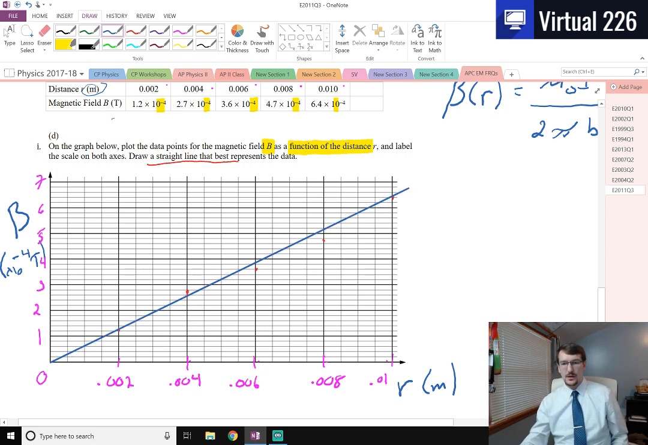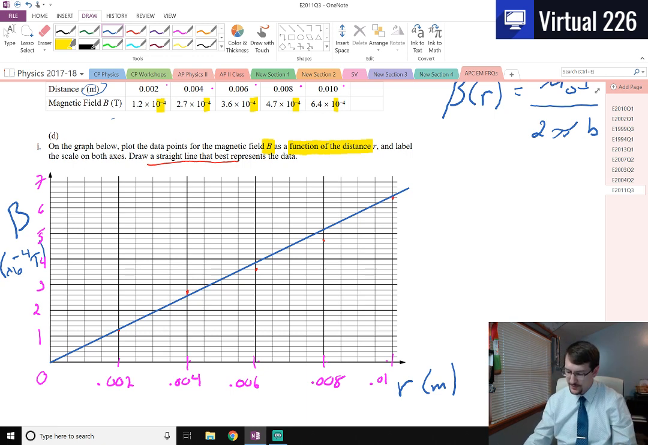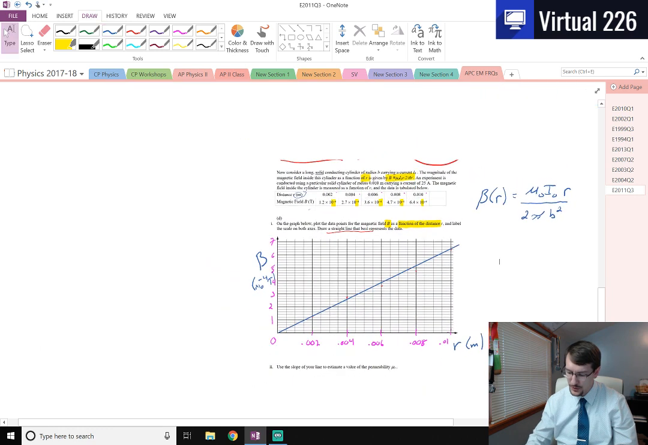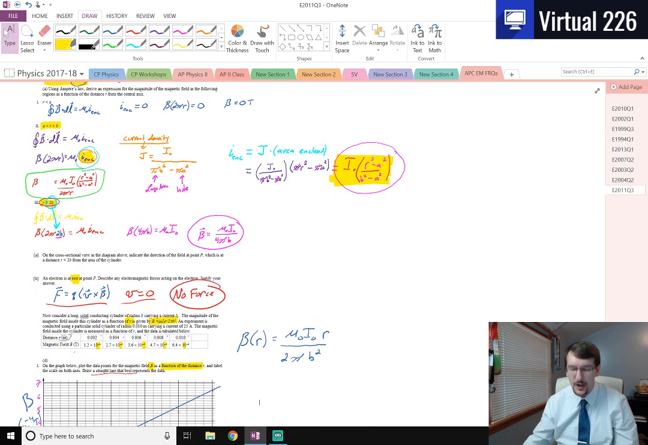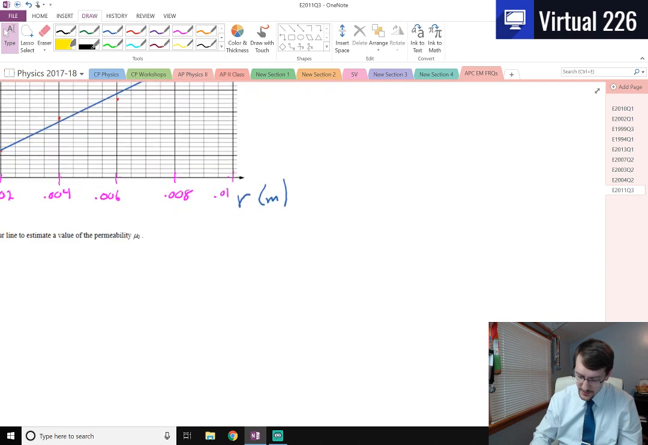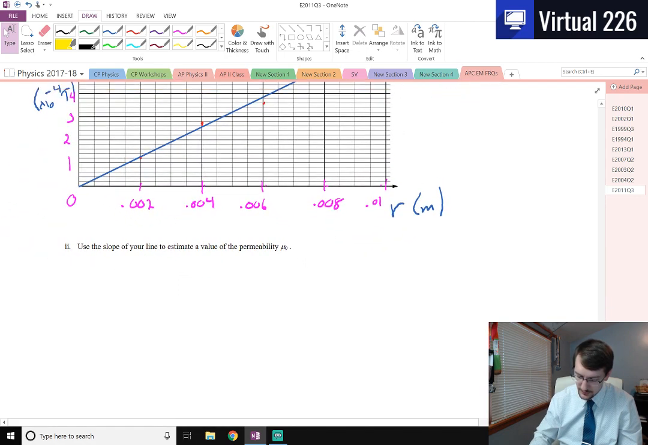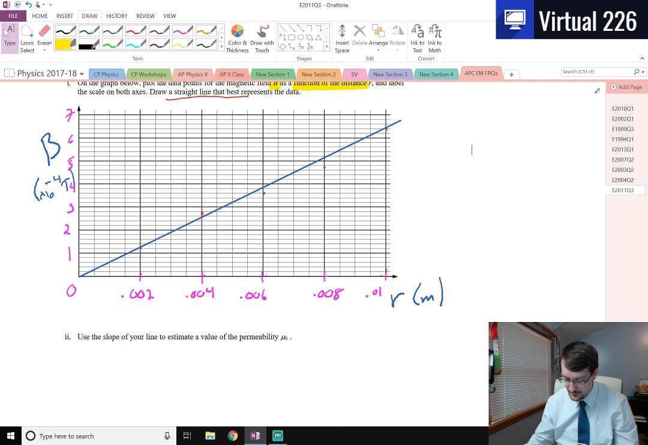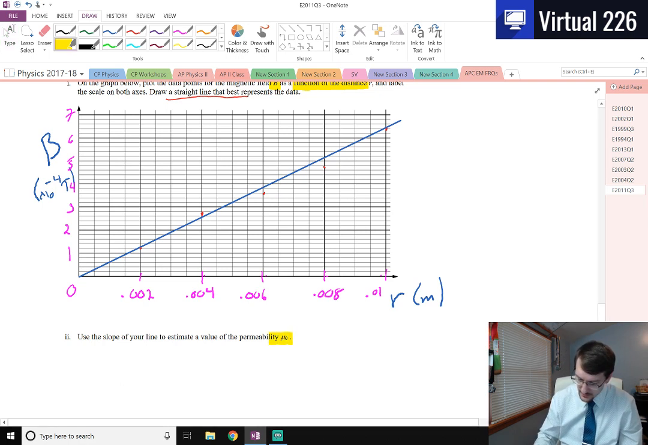There we go. That right there just got you 3 points because you can graph like you did in middle school. And if you're keeping score at this point, you just got 13 out of 15 points for doing one math problem in the middle here. This question has 5 written all over it. The only thing we need to do at this point is use the slope of the line to estimate the value of the permeability mu naught.